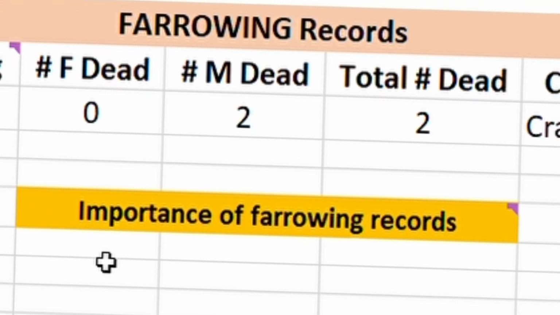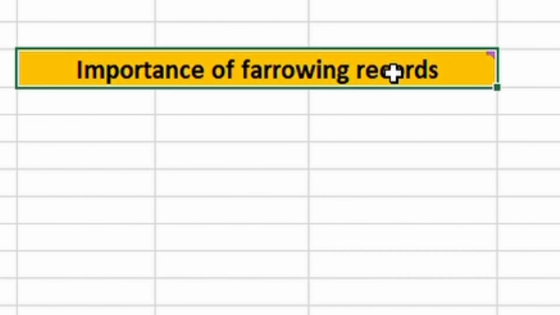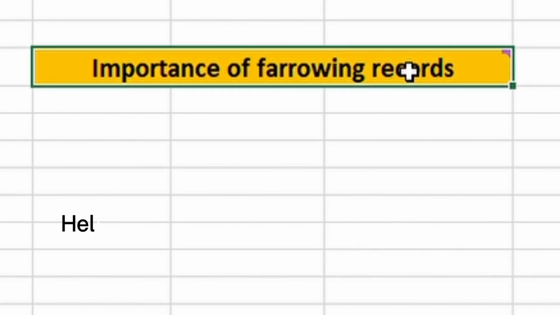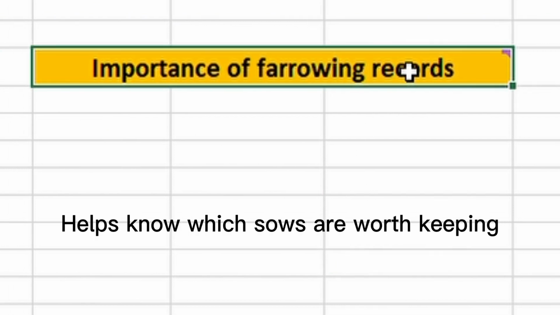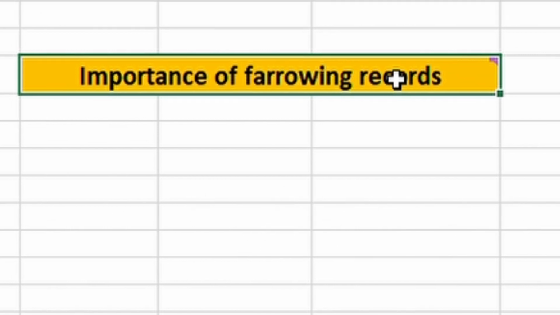So you might also ask what is the importance of knowing the following dates and keeping all these records. Number one, it helps you to know good mothers from the bad ones. How many piglets are born safe and healthy by the sow? Is the sow known to crush her piglets after farrowing? Does she even attack her piglets herself? You get to know all this if you keep the records well.